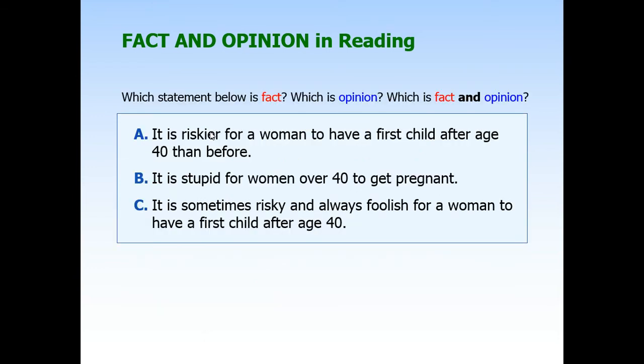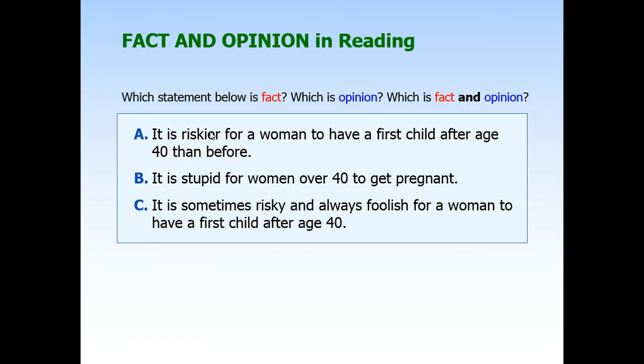Okay. Now, on here, again, it goes back to fact, opinion, and then both fact and opinion. So if you look at A, B, and C here, it says A, it is riskier for a woman to have a first child after age 40 than before. B, it is stupid for women over 40 to get pregnant. And C, it is sometimes risky and always foolish for a woman to have a first child after age 40.